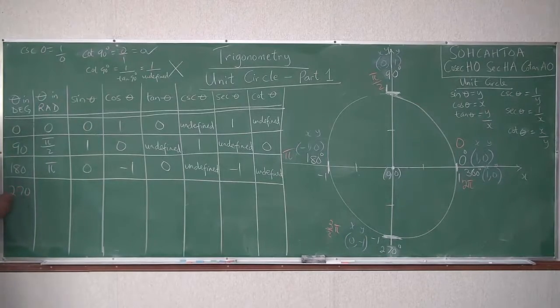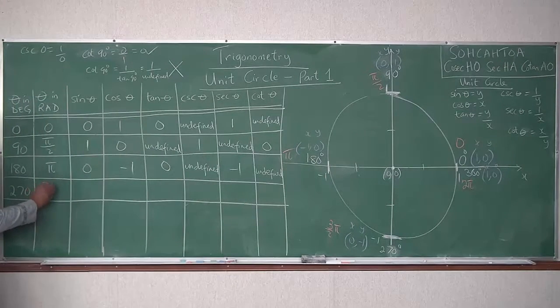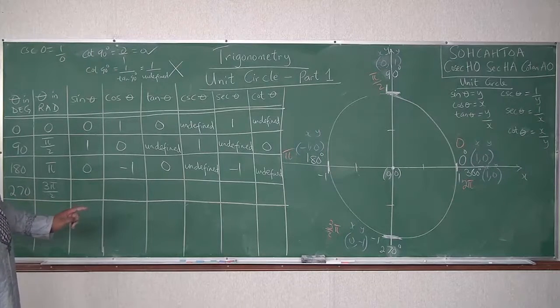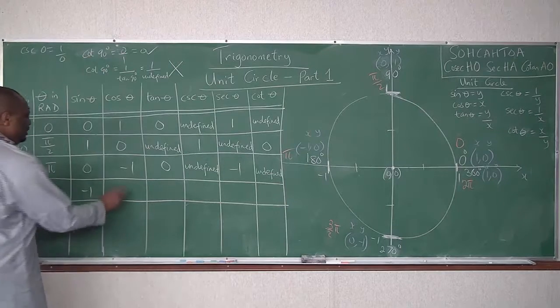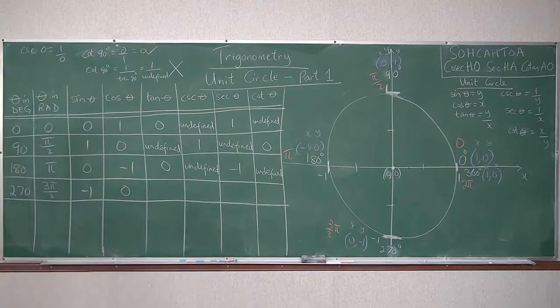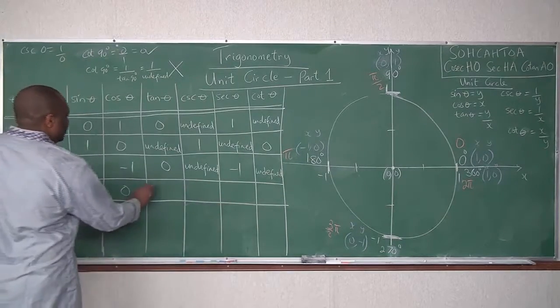Now the next one is 270 degrees. And 270 is 3 pi over 2. Sine 270 is y, which is negative 1. Cos 270 is x, which is 0. Tan 270 is y over x, negative 1 over 0, which is undefined.